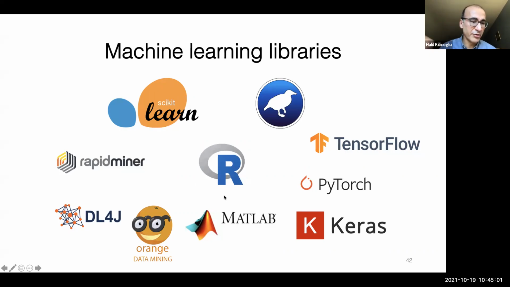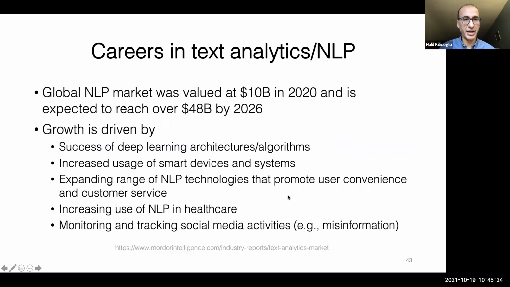MATLAB and R have been around for a long time, and they also have some of these capabilities. On the right-hand side, TensorFlow, PyTorch, Keras, these are deep learning libraries implemented in Python that, if you're interested in neural networks, AI, cutting edge technologies, are really where it's at. So you need to probably learn more about that.